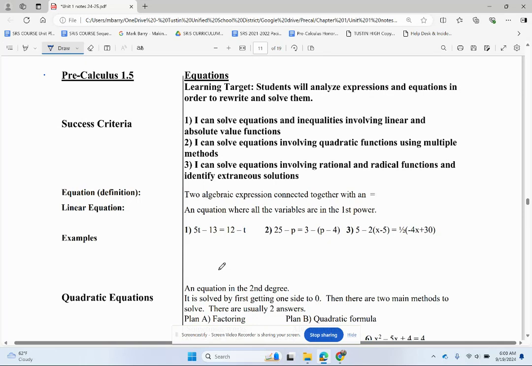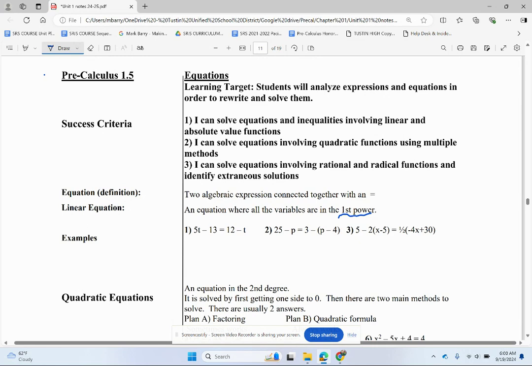All right, we got 1.5 here, equations. So we're going to analyze the different equations and know how to solve them. So we'll start off here. These ones are called linear equations, the ones where everything is in the first power. So you can see these first three, all the x's or variables. Actually, we got a t, a p, and an x, but they're all first power.